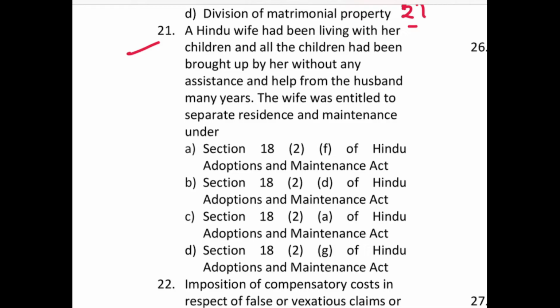Next 21, a Hindu wife had been living with her children and all the children had been brought up by her without any assistance and help from the husband for many years. The wife was entitled to separate residence and maintenance under section 18(2)(a) of Hindu Adoption and Maintenance Act. C is the answer.